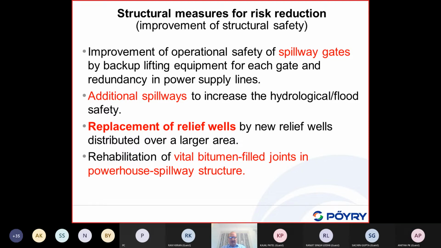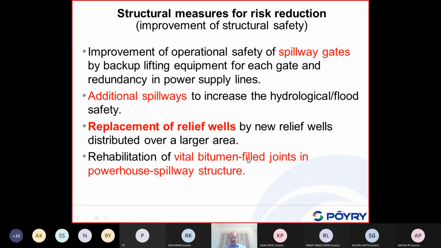Now, in the case of Latvia, there was a plan to replace the relief wells by new relief wells distributed over a larger area, so as to increase the safety. But I must say the hydrogeological situation is quite complex because people have studied this problem already for 40 years. First, during the Soviet era, at least 20 years, and then some Western experts, including us, have also studied it for another 20 years. But the solution has not yet been found. There are a few problems which are not so easy.